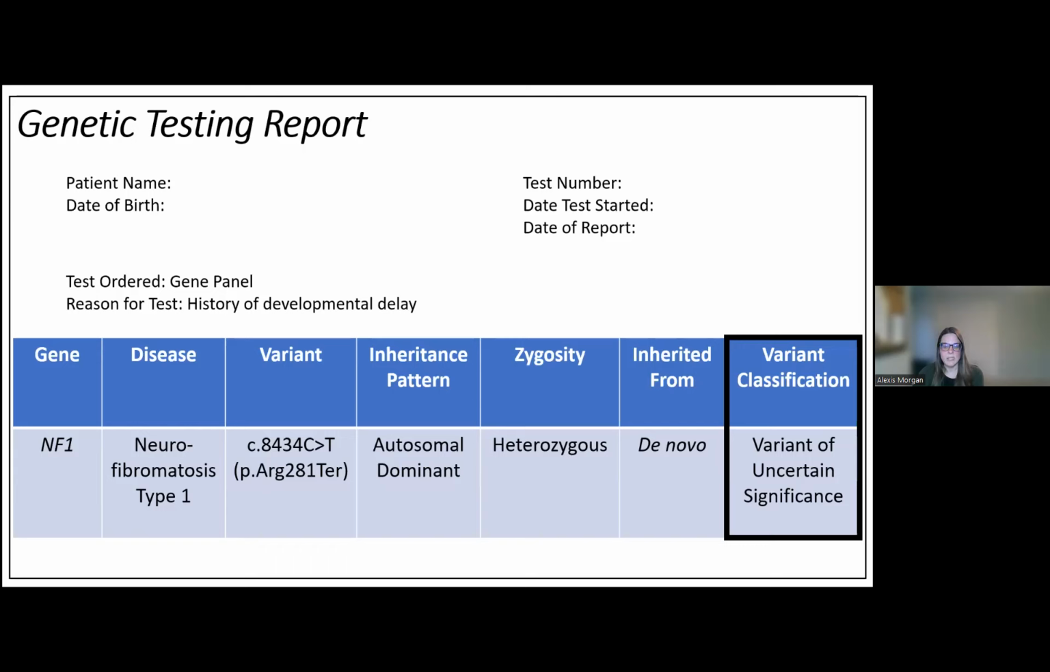Sometimes these variants are changed or reclassified to benign, not disease-causing, or pathogenic, disease-causing, as more information becomes available. But as a reminder, there is no timeline for reclassification.